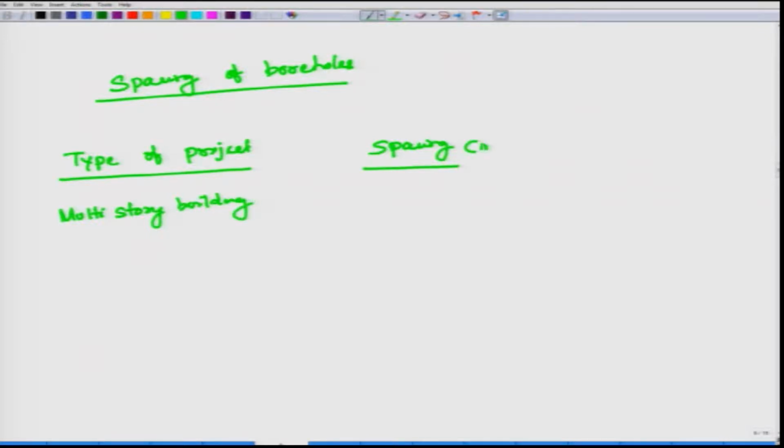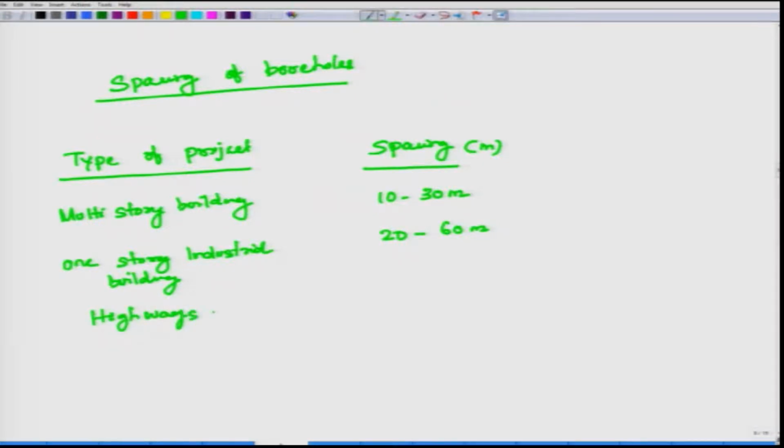For a multi-story building, generally spacing in meters, we go by 10 to 30 meters, and for a one story industrial building, generally we go for 20 to 60 meters. Highways, it is a plane strain problem, generally we go by 250 to 700 meters. Then dams, 40 to 80 meters. This is a thumb rule, based on your experience somebody can take a call.